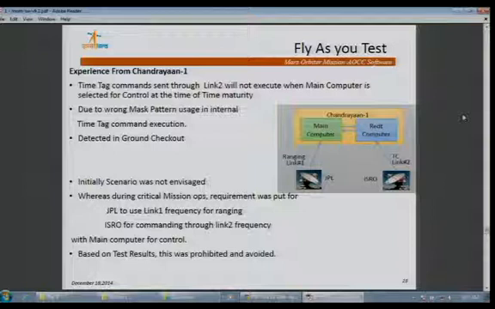But during the critical mission operations, there was a requirement for the frequency allocation: JPL was supposed to use link 1 frequency, whereas ISRO was asked to use link 2 frequency. Because we had found in a testing configuration that this is not an allowable case, we were able to stop this requirement, since based on the test result this was prohibited and avoided. This is one important eye-opener: we should only carry out the onboard configuration as we test. Whatever the tested configuration is, only that should be put onboard. This was a very good input to ensure that we carry out only the operations which are tested.